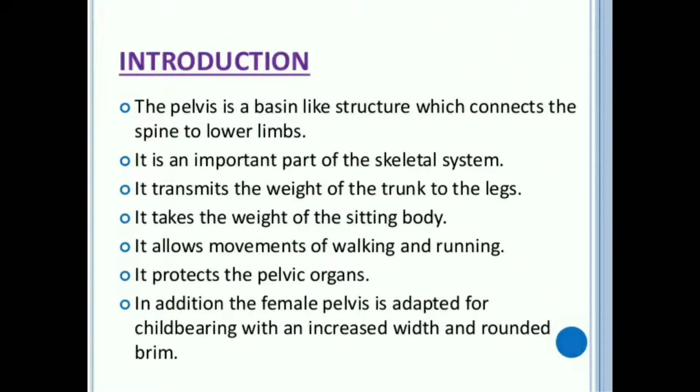It is an important part of the skeletal system. Of course, it is a part of the skeletal system. It transmits the weight of the trunk to the legs. So the majority of the weight of the body is basically on the pelvis.